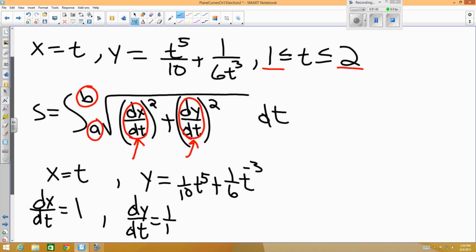And dy dt is 1/10 times 5t to the fourth plus 1/6 times negative 3t to the negative 4.